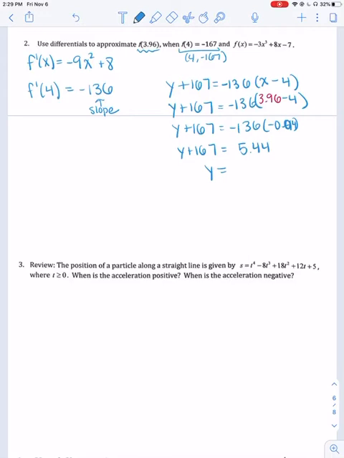And you get that. Okay, so f of 3.96 is approximately negative 161.56. I encourage you to plug it in here using a calculator to see if you get something similar.